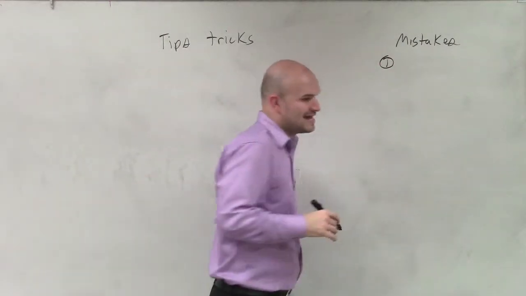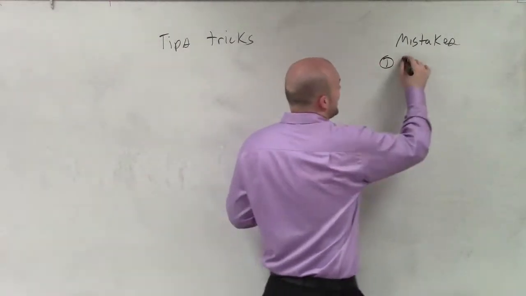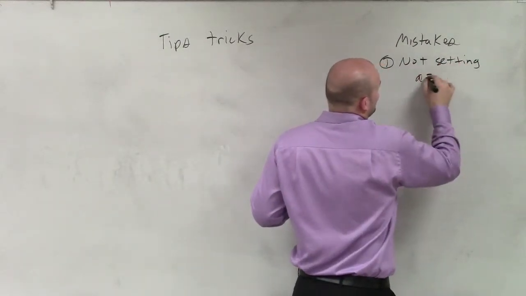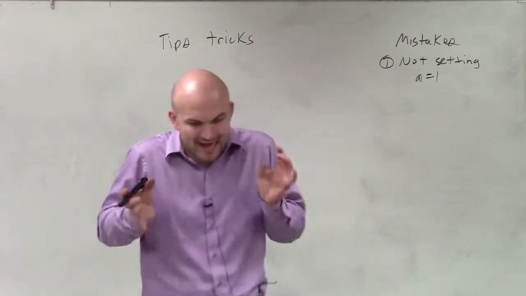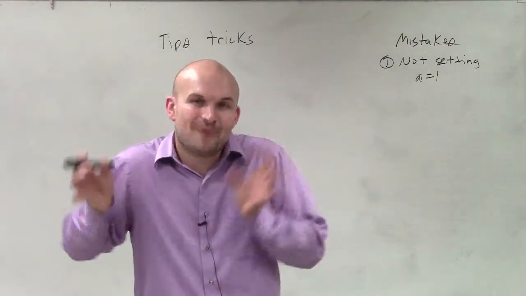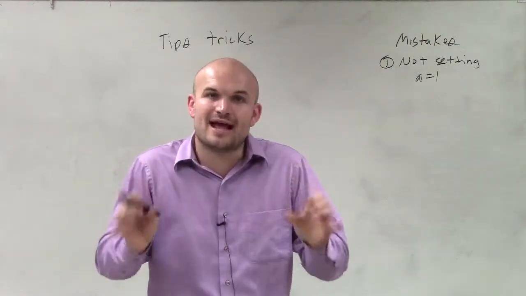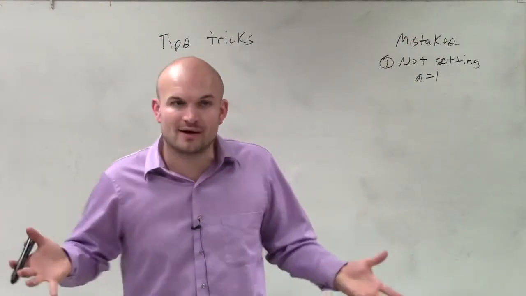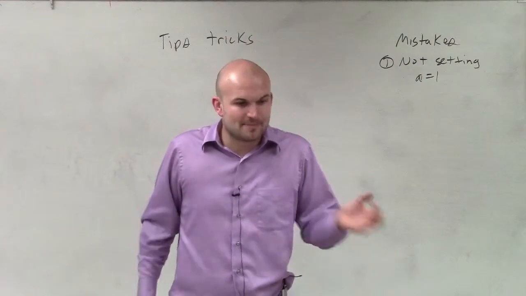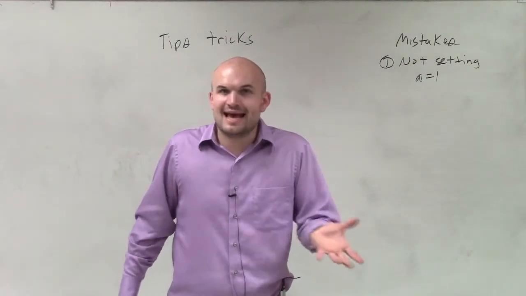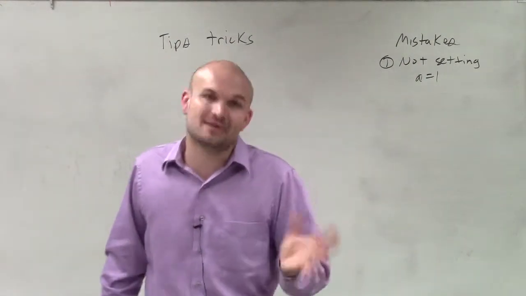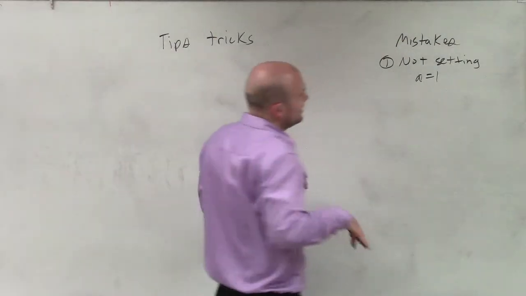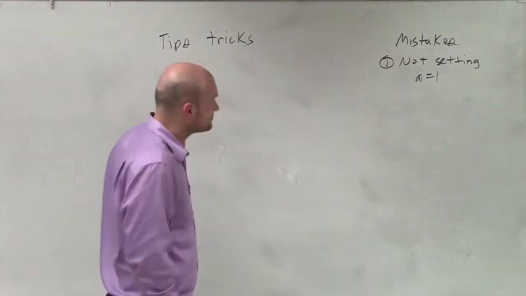One of the first things that I see students do is not setting a equal to 1. If a is 2 or -1, you have to factor out that value. Set your a equal to 1, or at least to a squared term, because you have to produce a perfect square. If you don't have a perfect square for your a, then you're going to make this problem much more complicated than you ever want it to be. So you have to set your a equal to 1 to create a perfect square.